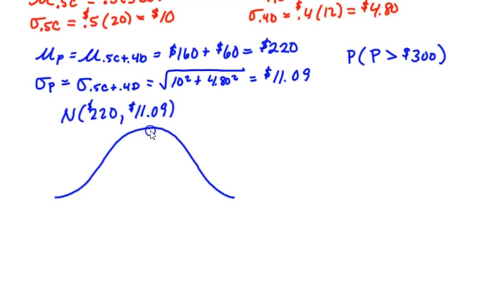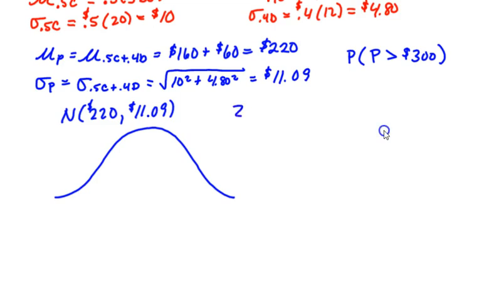If 220 is the mean and one standard deviation is 11, that would be about 231, and then another standard deviation would be about 242, and another, three standard deviations, would be about $253. Oh my gosh, $300 is a lot more than three standard deviations above the mean. As a matter of fact, it turns out to be quite a bit more.